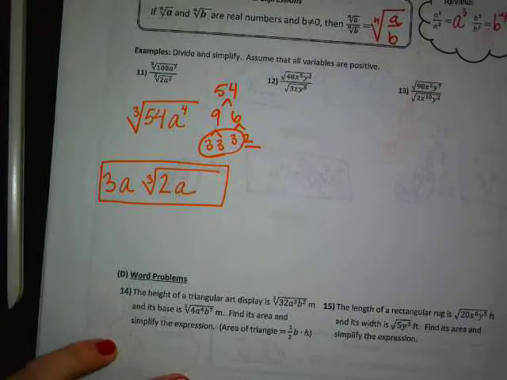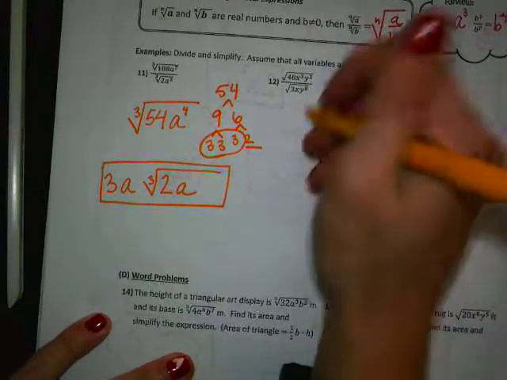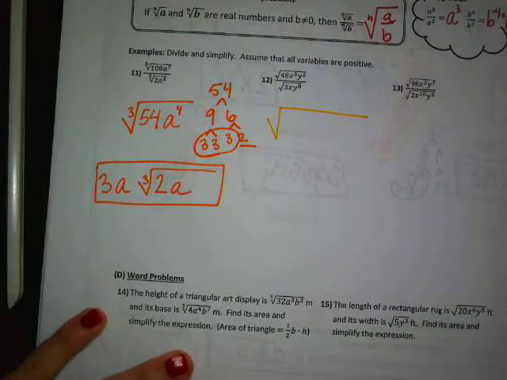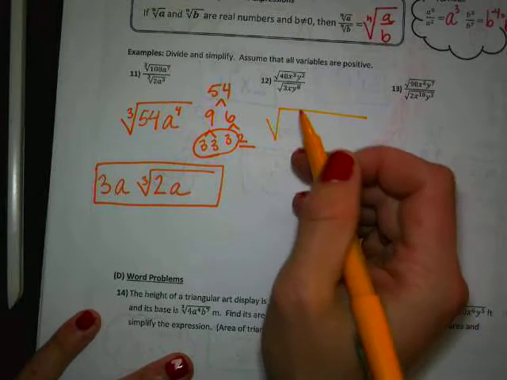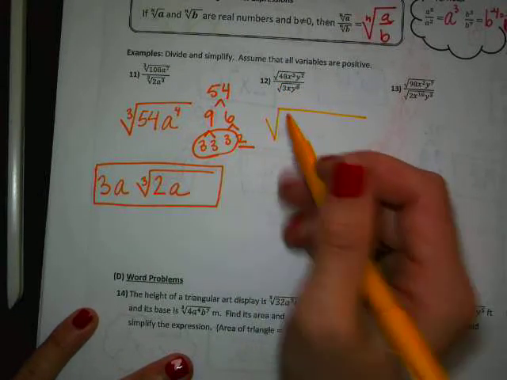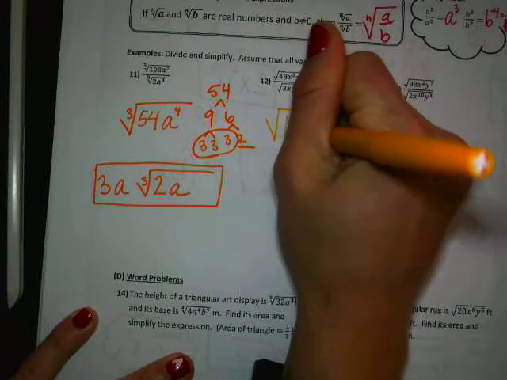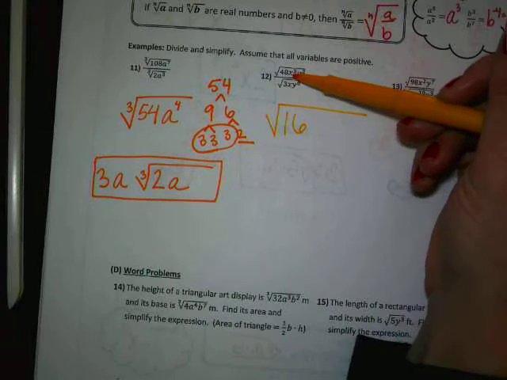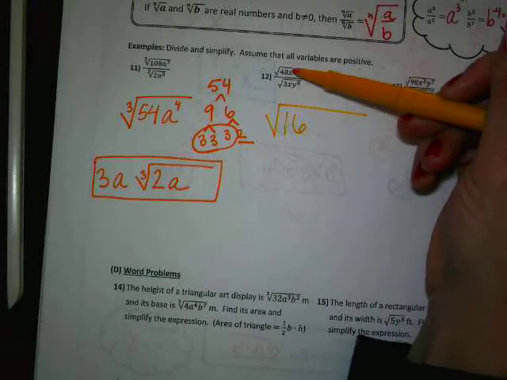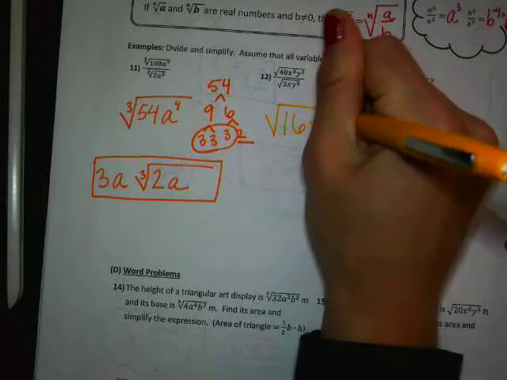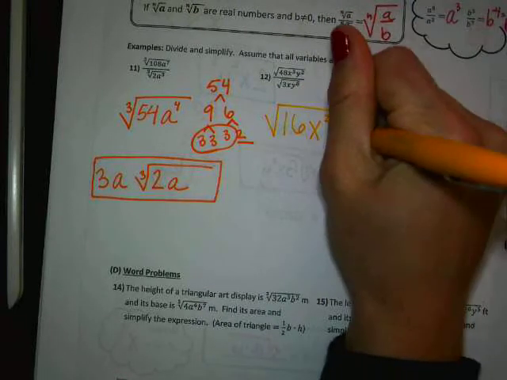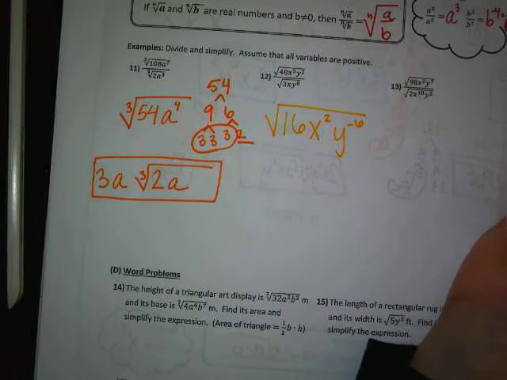All right, I'm going to do number 12 because I want to show you what happens when you get a negative. It's not that bad though. 48 divided by 3 is 16. X squared. For my exponents here, 3 minus 1, so x squared. And then 2 minus 8, negative 6. So very good.